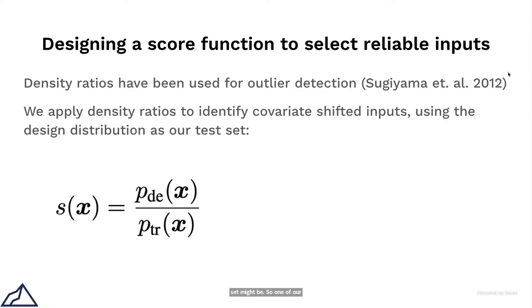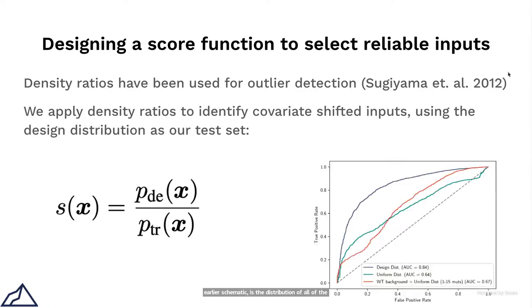And that design distribution, if you recall from my earlier schematic, is the distribution of all of the candidate sequences that we designed from an ensemble of methods. We also provide evidence to show that this is a particularly good choice, and it's a critical choice to getting this type of method to work.